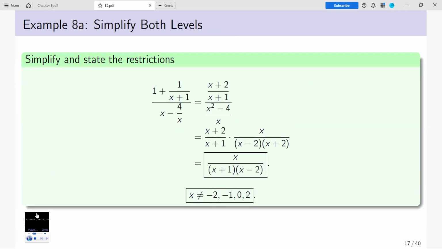Simplify the large numerator and denominator, then multiply by the reciprocal. The cancelled factor x plus 2 still contributes the restriction x not equal to negative 2. Restrictions never accept a cancellation as an alibi.